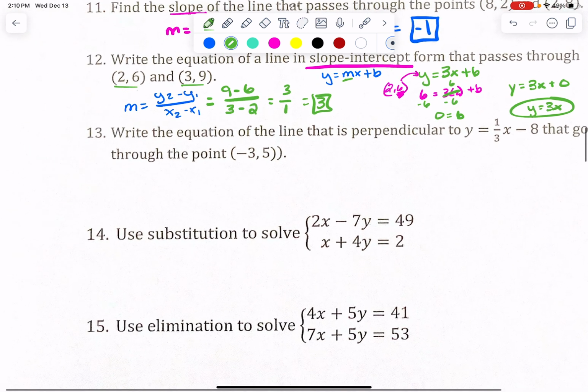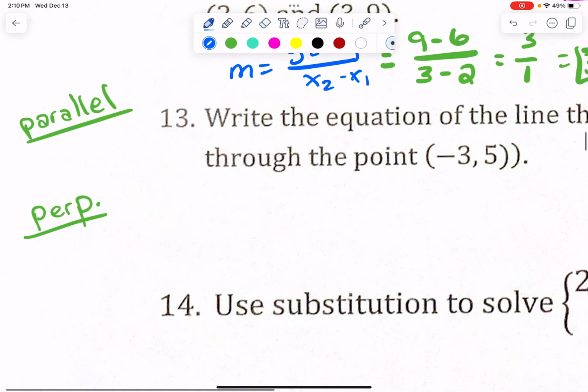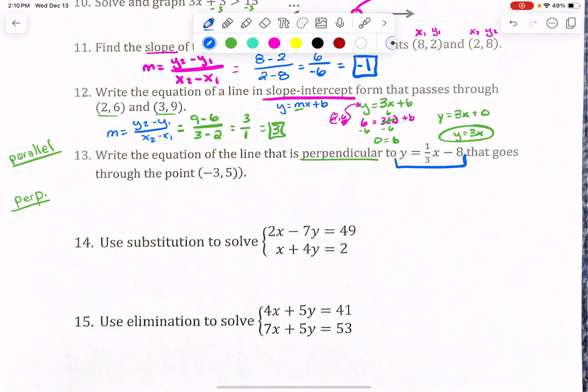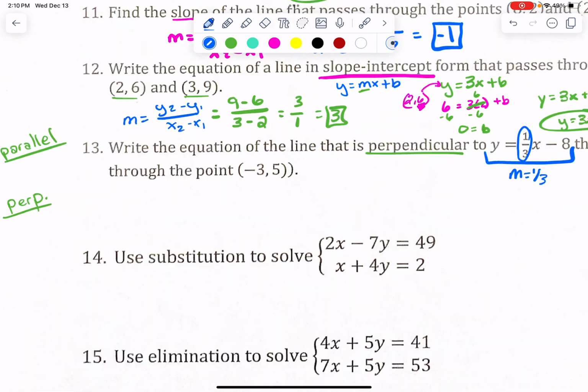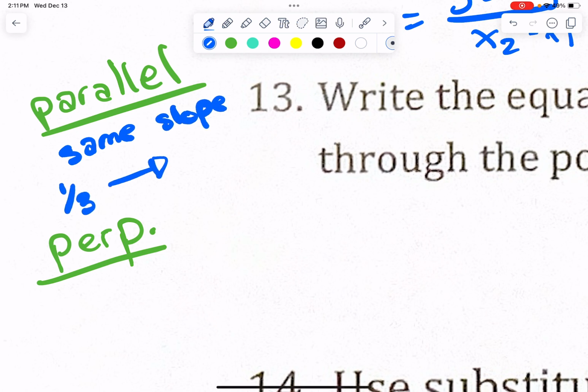All right. Let's talk about parallel and perpendicular. I want you to write this off to the side over here. On this question, I'm asking for perpendicular, but on the test, I might ask you for parallel, just as a hint. So this is the equation of my line right here, and the slope of this line is 1/3. If I want a line to be parallel to that line, I'm going to use the same slope. So my slope is 1/3.